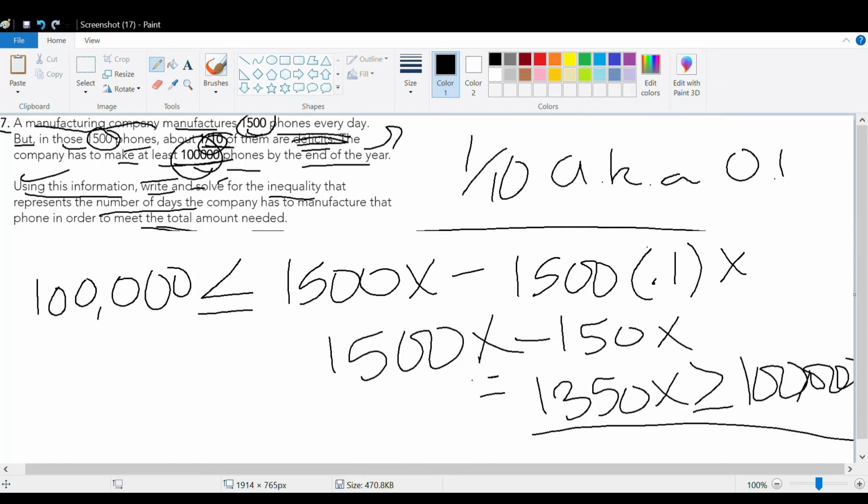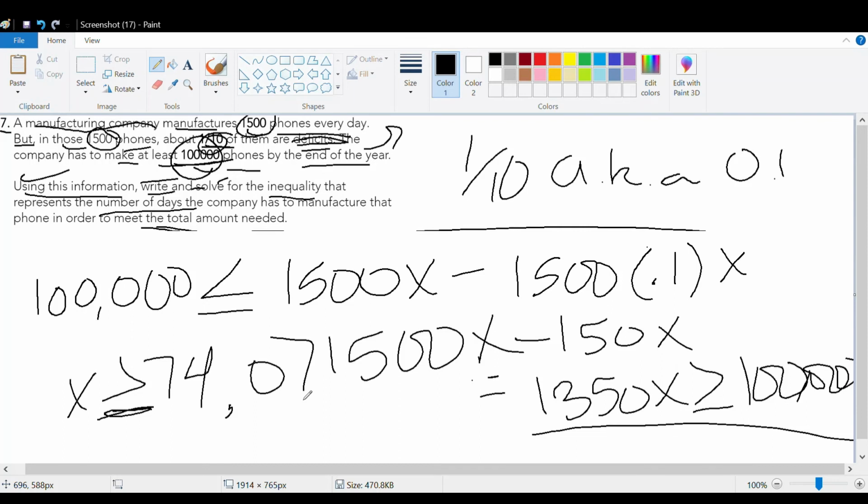When we divide both sides by 1,350, we get a grand total of 74.07400741. Let's just write that as 74, and x is greater than or equal to. But the thing is, when they make 74.07 and a whole bunch of decimals after that, that is only equal to 100,000. That's exactly what we need.